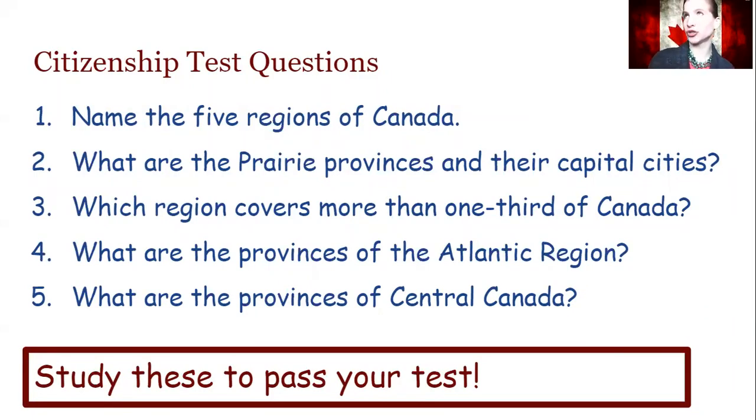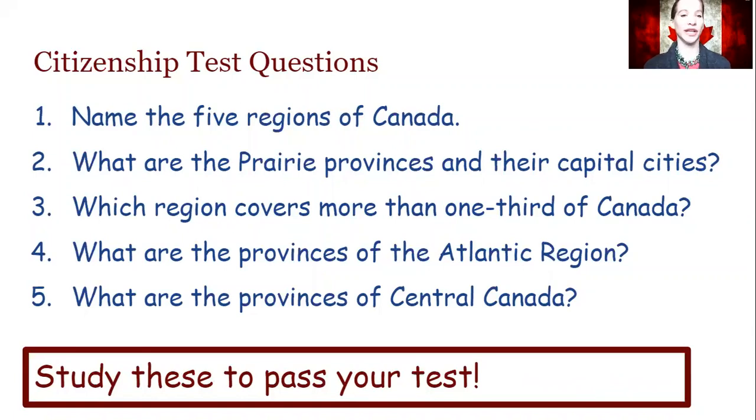Name the five regions of Canada. The West Coast, the Pacific. Wait, no, that's not right. So you read and you write and you speak. And you can listen to this video. Number one, name the five regions of Canada. Number two, what are the Prairie Provinces and their capital cities?